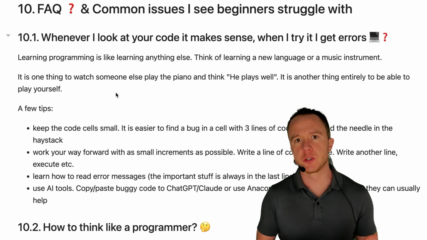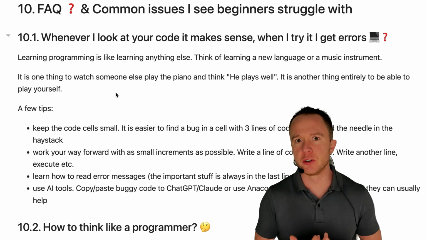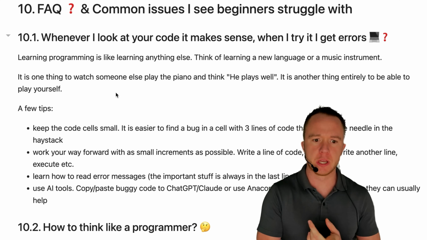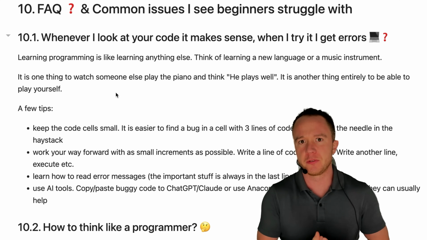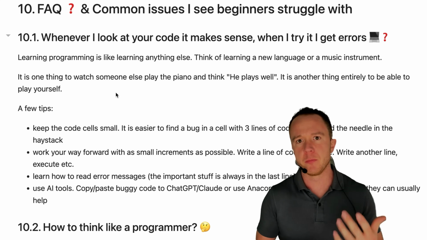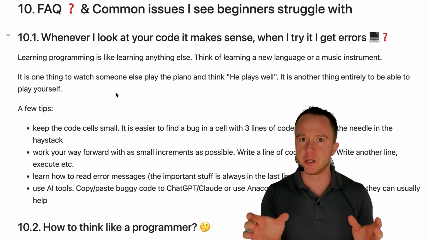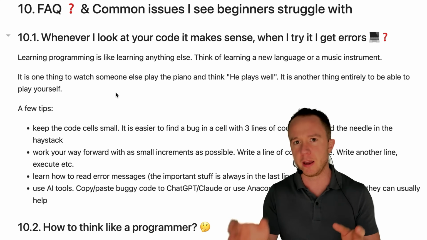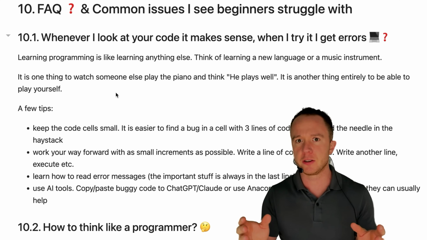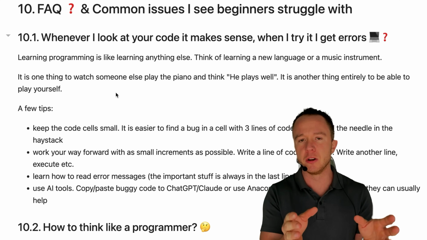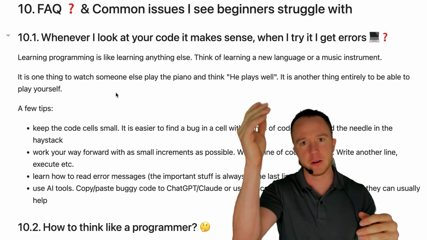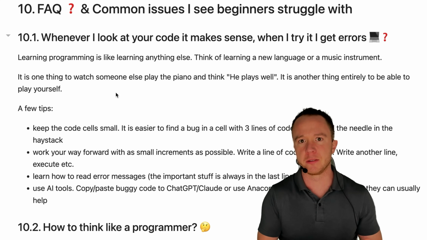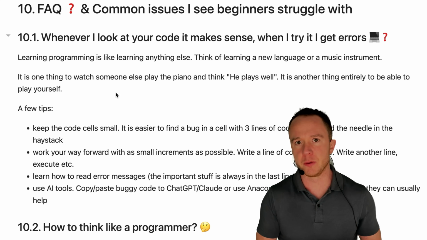A few tips you can use as a beginner, but also something I still adhere to as an experienced programmer. First of all, keep the code cells small. It's much easier to find a bug if there's 3 lines of code than to try to find the needle in the haystack. With that in mind, work your way forward in as small steps as possible. So write a line of code, execute it. Write another line of code, execute it. So if you get an error, you immediately know where it's coming from. Instead of writing 100 lines of code, executing, and then you have 20 errors in there, and you spend 2 hours just debugging. That gets frustrating pretty quickly.